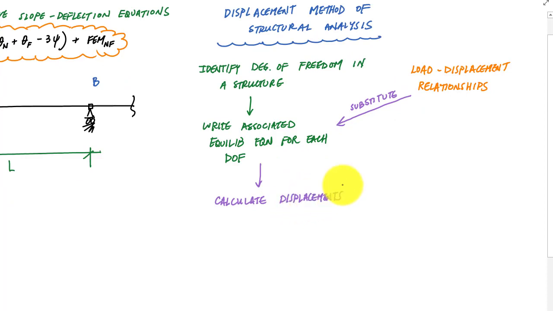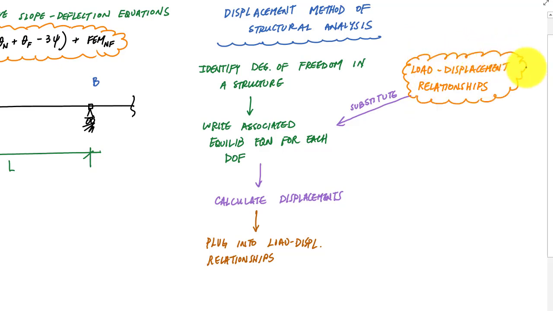displacements first. Once you have the displacements, you plug them back into your load displacement relationships, and you have your internal loads. And after you get your internal loads, you can draw shear moment diagrams, calculate stresses, do all kinds of design. A critical part of using a displacement method of analysis is this load displacement relationship.